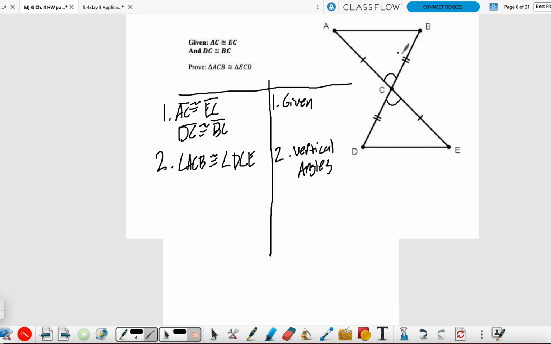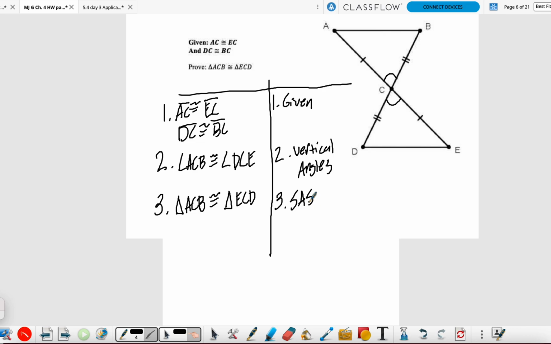And now, for the third time in a row, if we look at our picture, we have two sides and the angle between them. I promise they won't all be SAS, but on this assignment, 3 of the 4 were. Triangle ACB is indeed congruent to triangle ECD because of SAS. Lovely.